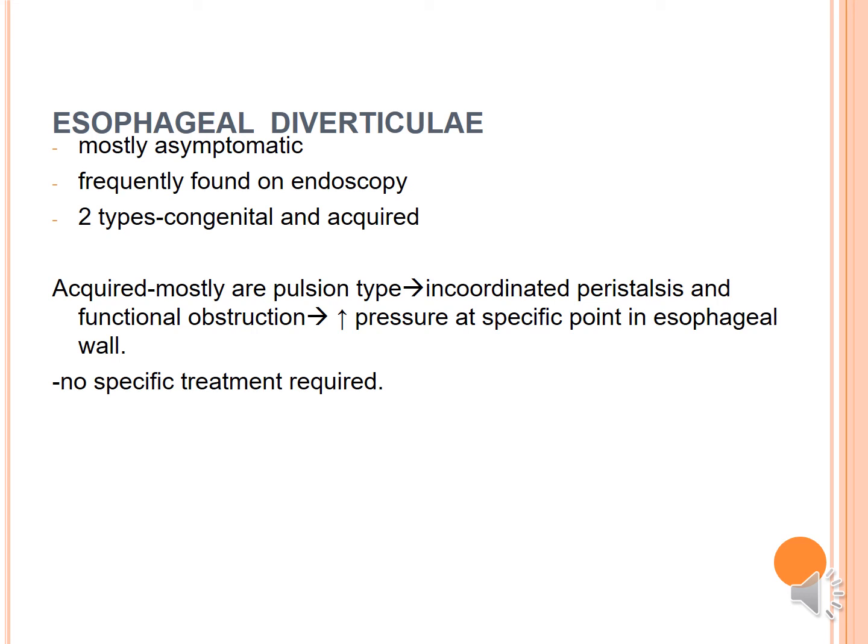Two types, congenital and acquired. Acquired mostly are pulsion type, incoordinated peristalsis and functional obstruction, increased pressure at a specific point in the esophageal wall. No specific treatment is required here.